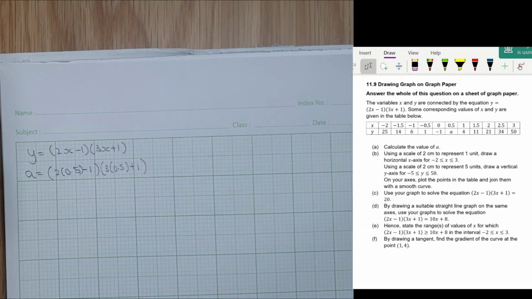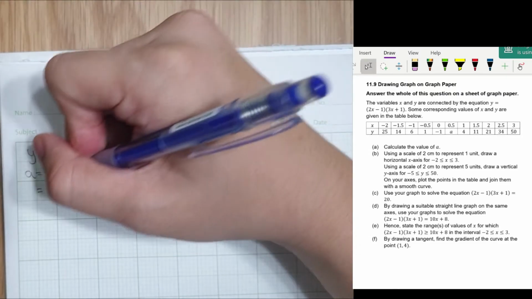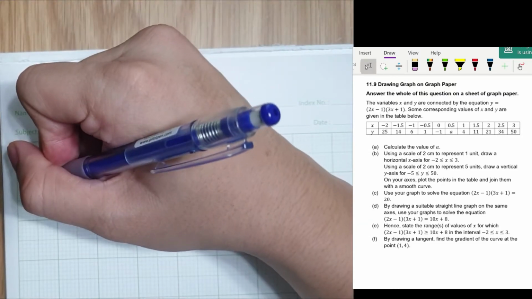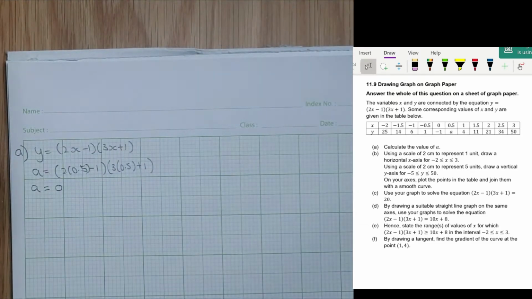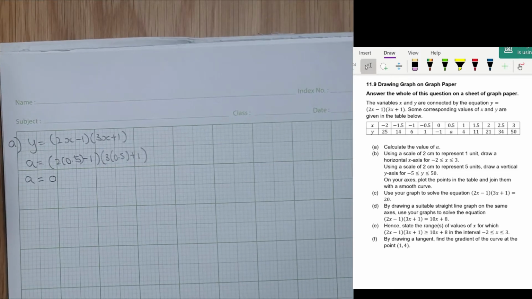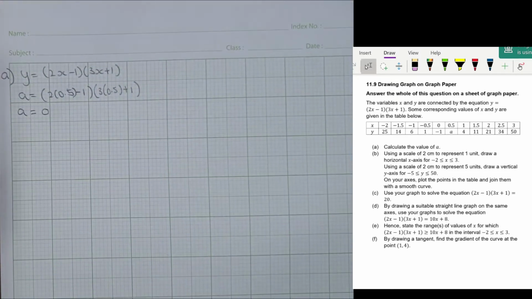Everything is to be done on the graph paper. And you can work this out using your calculator. You get a equals 0. Okay, so that's the first part. And labeling is very important. A. Okay, now B. They say that using a scale of 2 cm to represent 1 unit on x from -2 to 3.